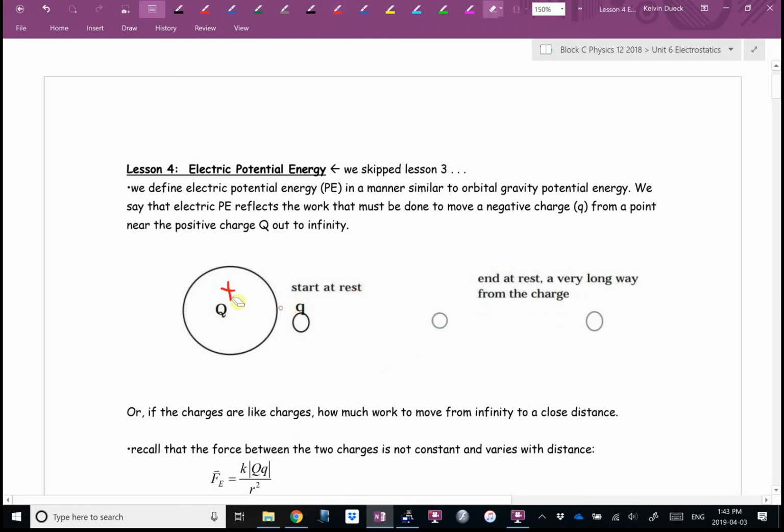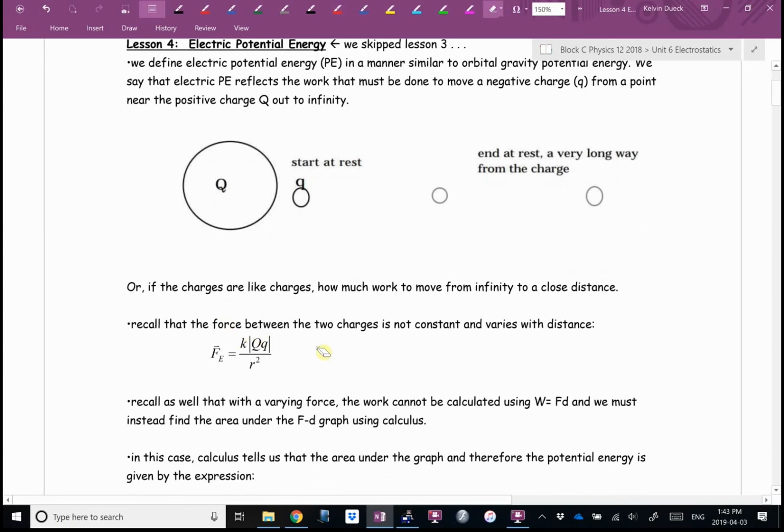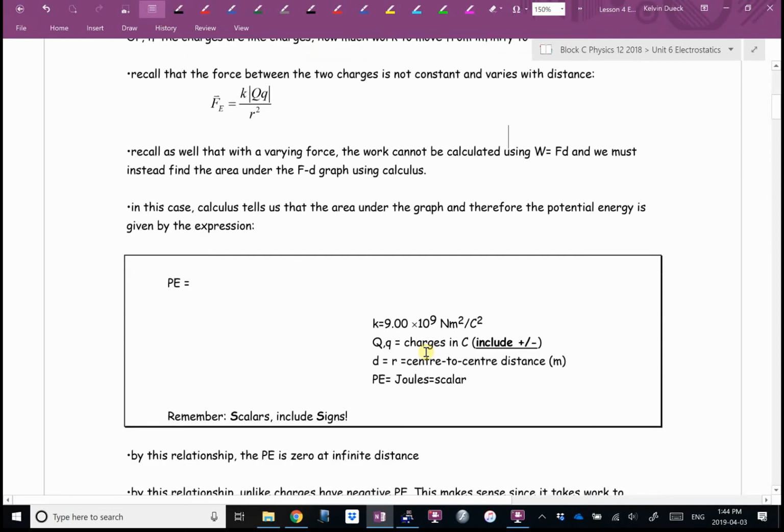Recall that the force between two charges is not constant. It varies with distance. It's K big Q little q over r squared. Because of that, I can't just go, oh, work equals force times distance. It's a changing force. Once again, I would sketch a curve and I would use calculus to find the area underneath the curve, but I'm just going to give you the punchline. The potential energy between two charges, electric potential energy, is K big Q, little q over r.